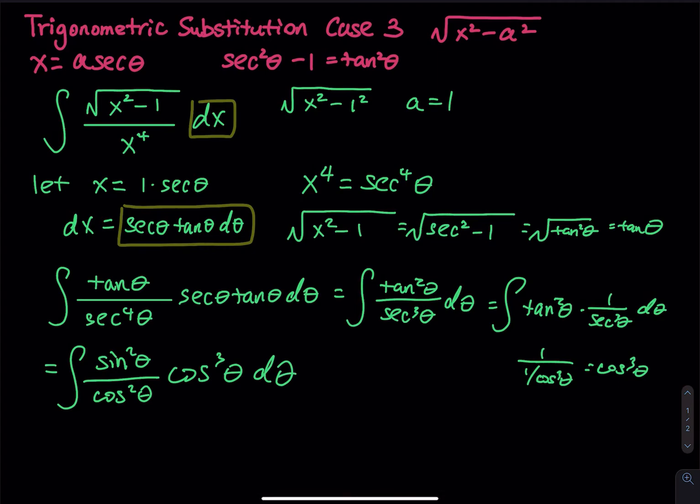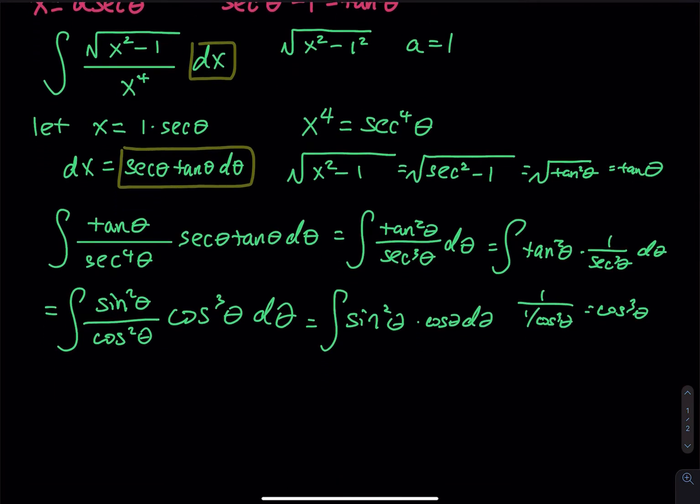And then the square and the third power, we can reduce that one step further. So we have sine squared theta times cosine theta d theta. The next step that you will want to use is a u substitution, but should I let the u be cosine or sine? So let's try.